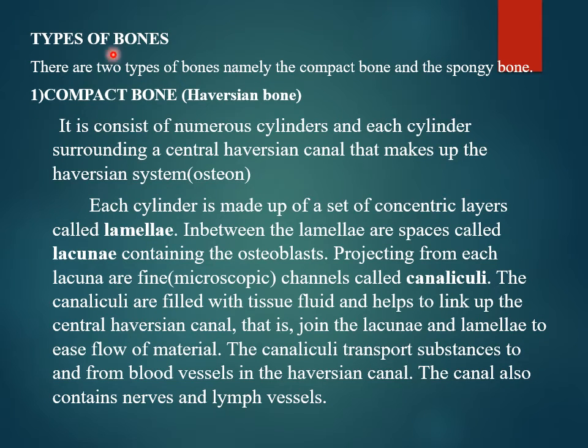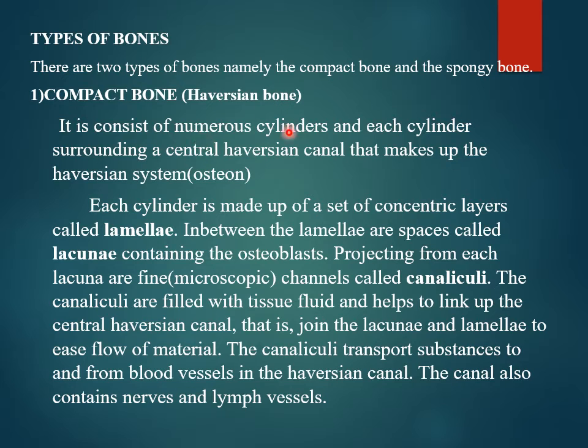Then for the types of bones, we have two types: the compact bone and the spongy bone. The compact is the hard bone. Then the spongy bone is soft. We say compact bone or Haversian bone.